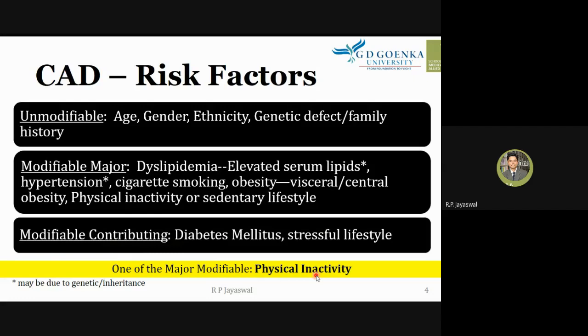The major modifiable factor is physical inactivity, where the person should have an active lifestyle. If the physical activity is changed, then we can also reverse the process, or we can decrease the risk of getting coronary artery disease.